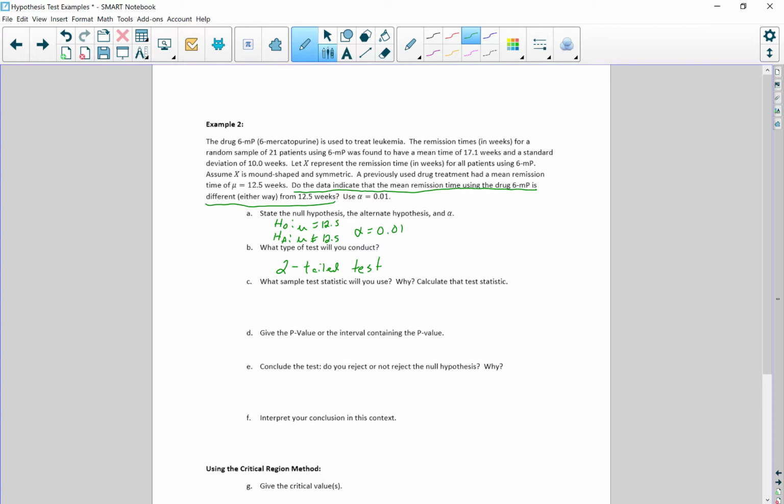The statistic: in this case, all we have is data from a sample. The sample had a standard deviation. Remember, sample standard deviation is S, so S equals 10. Then again, verifying criteria, X is mound-shaped and symmetric, so the population is normally distributed. So the central limit theorem applies. In this case, we're going to use a t-statistic. We're going to use t because sigma is unknown. So we have S.